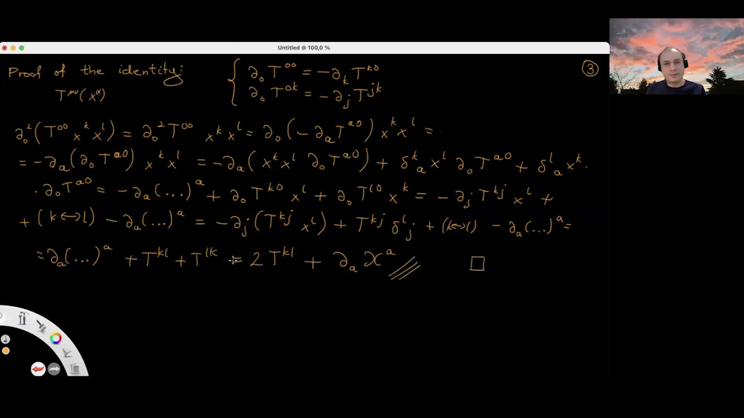And this x is made of t k j terms and also the time derivative of a0 terms. So yeah, everything works as it should. Have you got any questions to this proof?